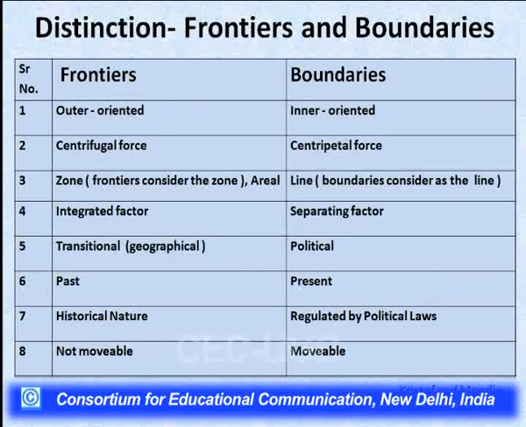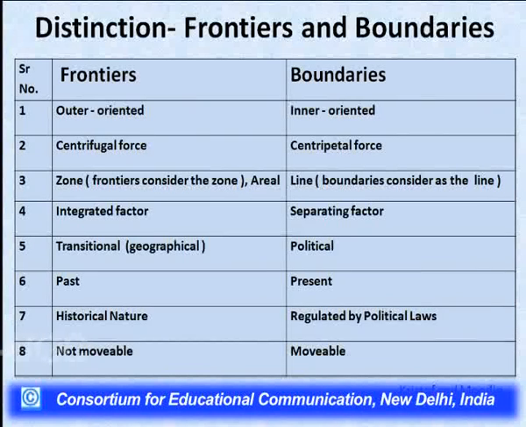The frontiers are an integrating factor. They try to integrate, because these are natural factors. But boundaries are separating factors. They try to separate two different identities. In fact, the frontiers are transitional, geographical and natural, but boundaries are man-made, artificial, politically made.